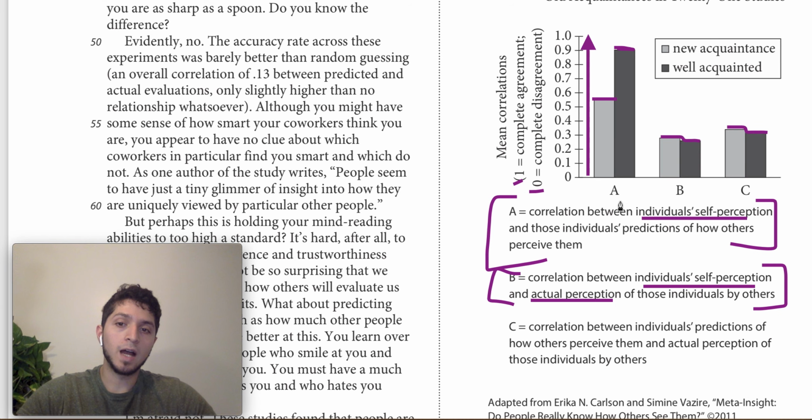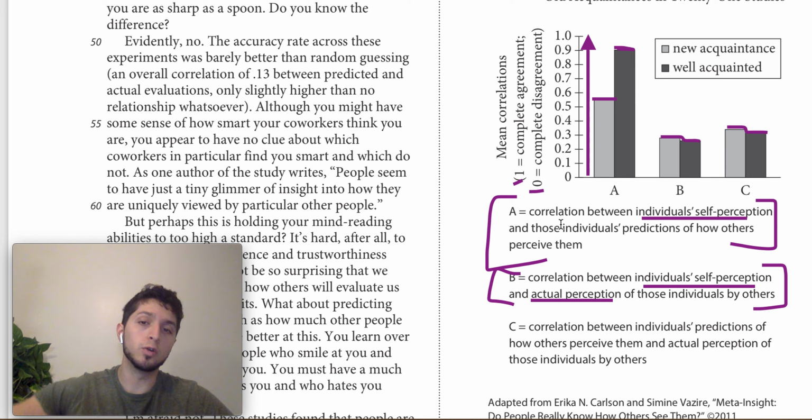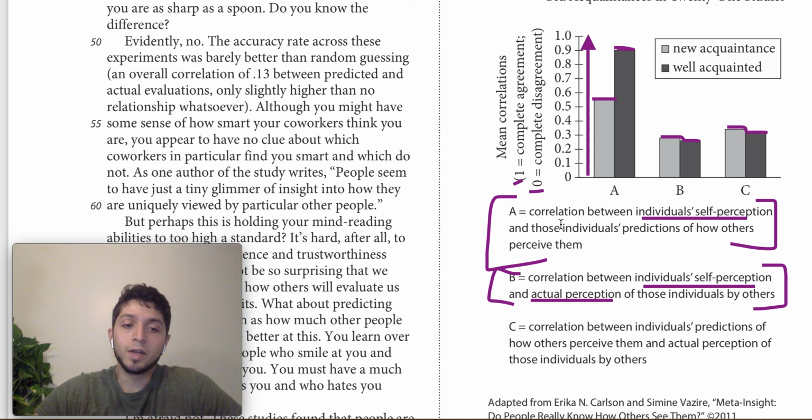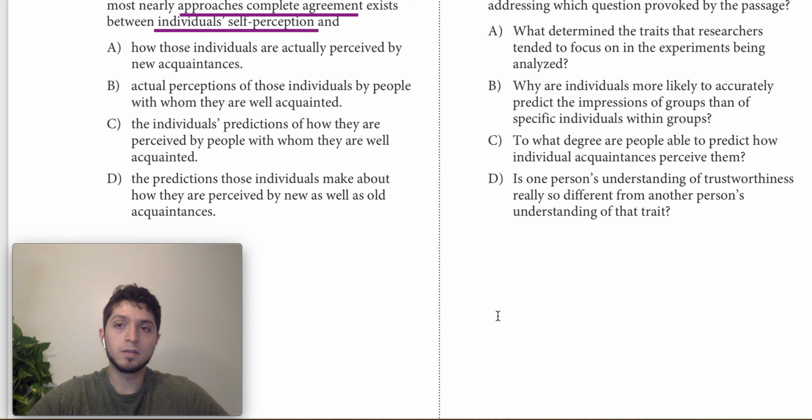And this is the column in A, which is the correlation between individual self-perception, how I view myself, and the individual's predictions of how others perceive them. So my predictions about how you'll perceive me. We also notice that it's for the well-acquainted. So this is basically the one that's in most agreement: my view of myself versus my prediction of how somebody who knows me will view me. So if I predict that I'm trustworthy, I'm going to predict that somebody who knows me very well will also think that I'm trustworthy, right? Which kind of makes sense. So we're going to look for the answer choice that matches that.